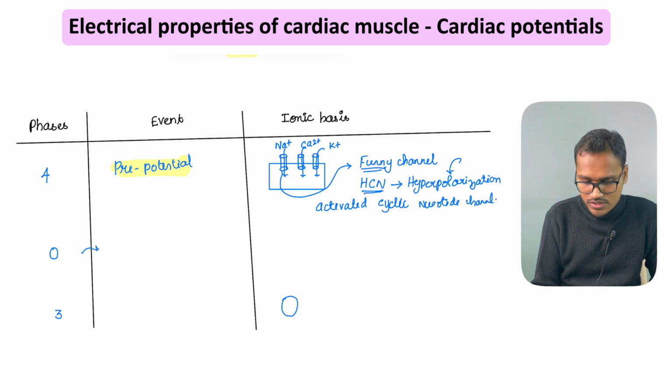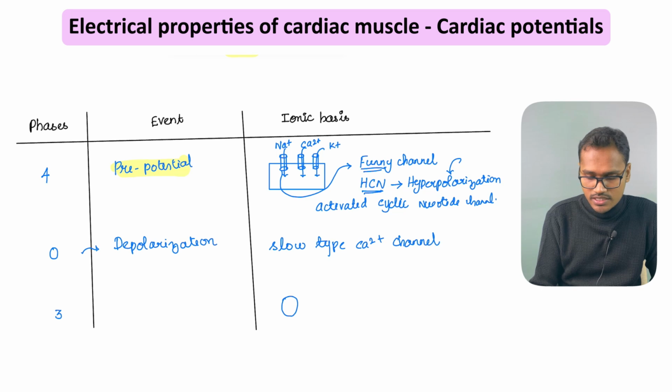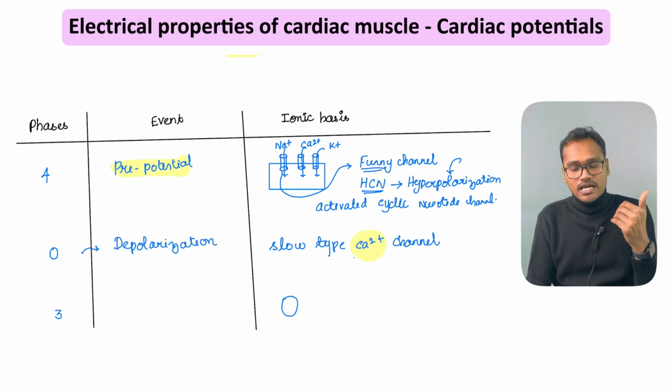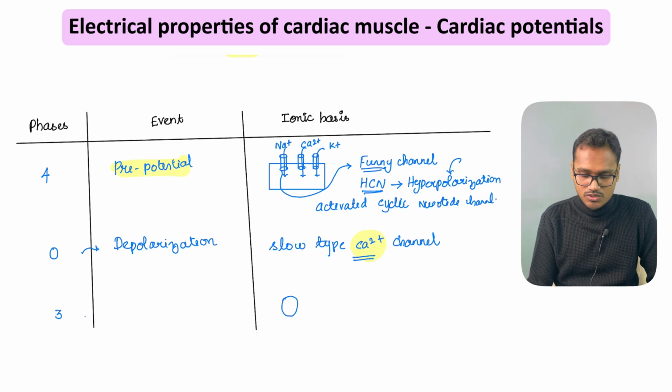Then the phase 0 is simple, that is our depolarization. And this depolarization is due to slow type calcium channel. There it was sodium, but here it is due to calcium. And that is one big difference. That is why whenever there is a hypercalcemia or a hypocalcemia, the cardiac tissue is more susceptible because they are directly affecting the potentials of the cardiac tissue itself.